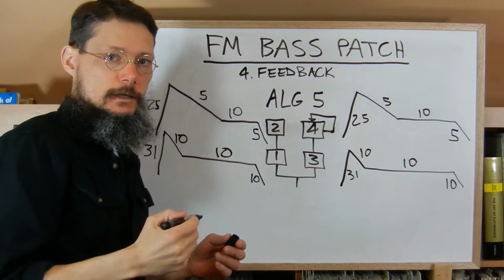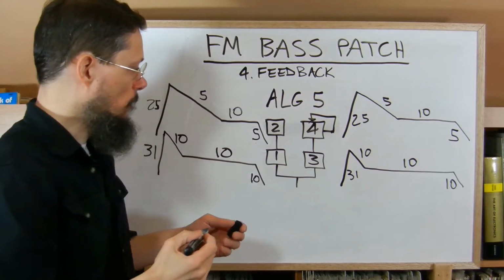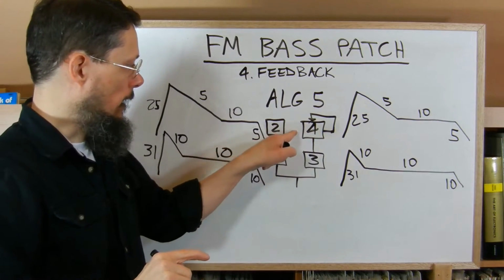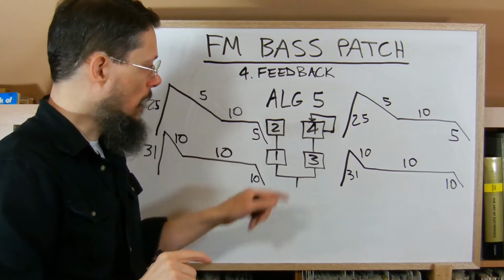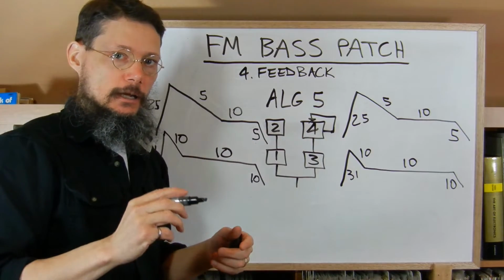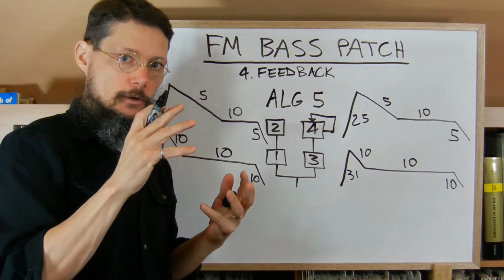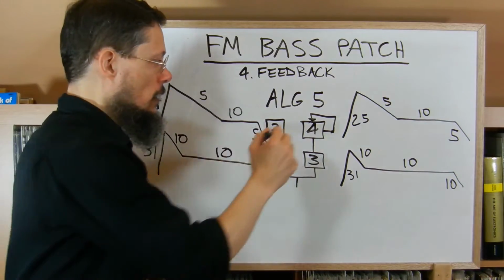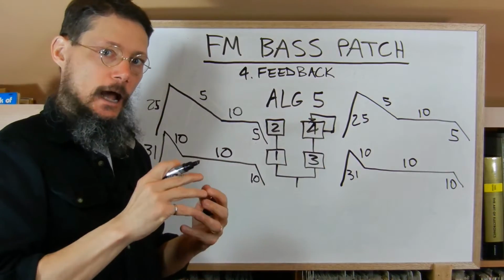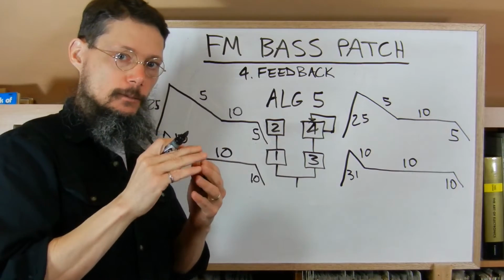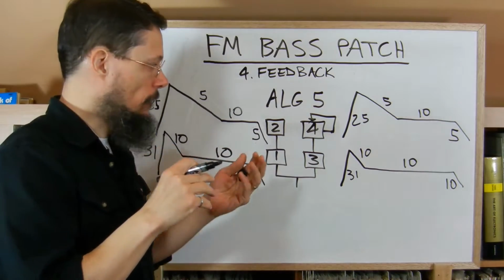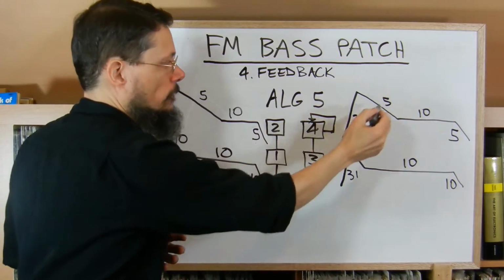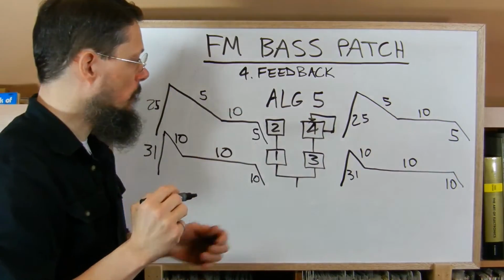Step 4 is to consider the level of feedback. With the DX11, you can only apply feedback to one particular operator, and here it's operator 4. And this feedback loop represents the initial noise component at the beginning of the sound, so the pop or the chiff. So we want this feedback level to be high enough to give us a noise component right at the beginning, but not so high that it overshadows the resonant component that's going to follow, which is the decay part of this envelope.